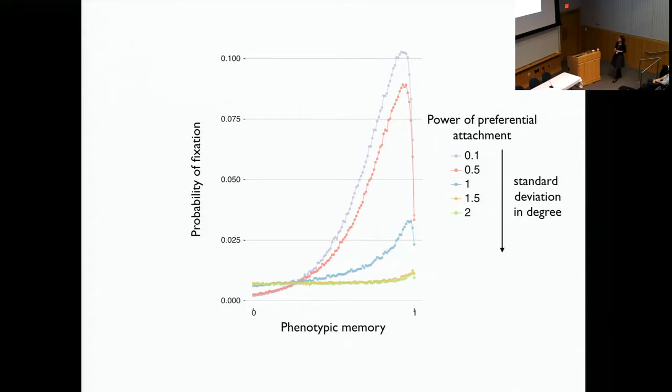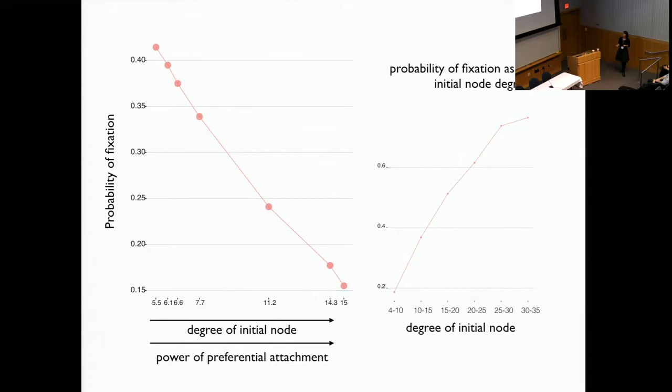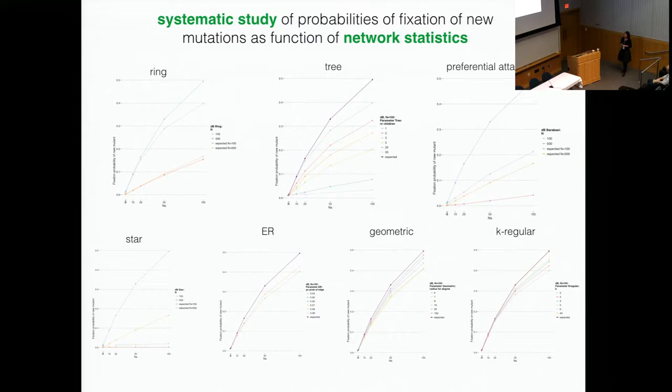And our goal in this work is to try to understand how probabilities of fixation are affected by properties and statistics of these networks. So for example, it turns out that increasing the standard deviation in degree for this network decreases the probability of fixation. It turns out that some of this dynamics is critically dependent, in these spatial models, on the degree of the initial node at which you introduce the mutation. We're trying to do a systematic study of probabilities of fixation for a wide array of models as a function of these network statistics. That's it. Thank you.